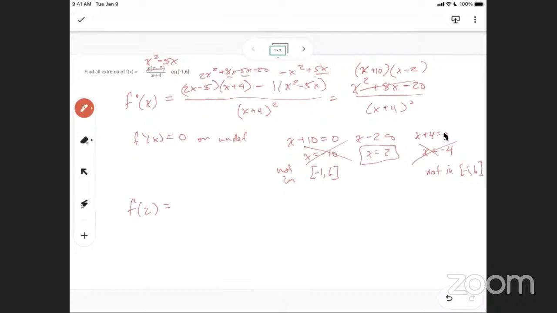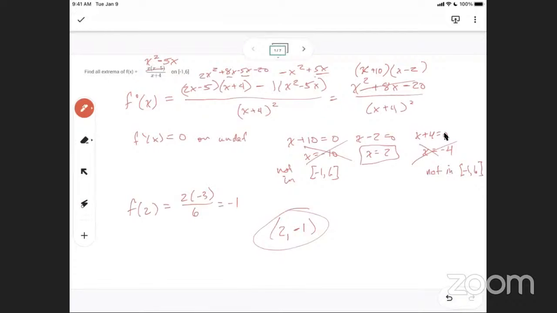Yeah. So for that, I got -1. 2 times -3 all over 6, which is -1. Good. So your point is 2 comma -1. So there's your extrema. Now they might want you to say whether it's a max or a min. Do you know how to do that?